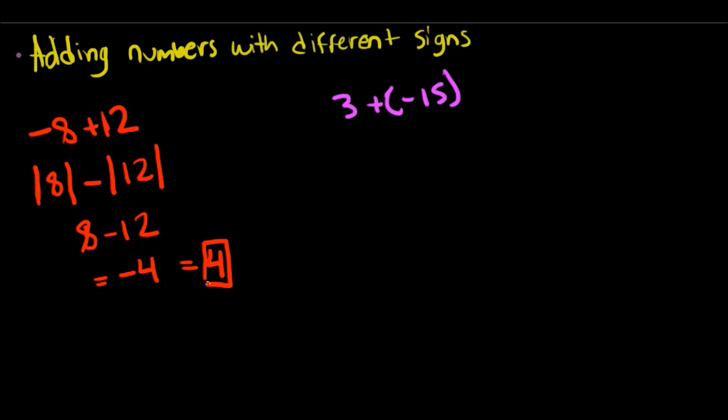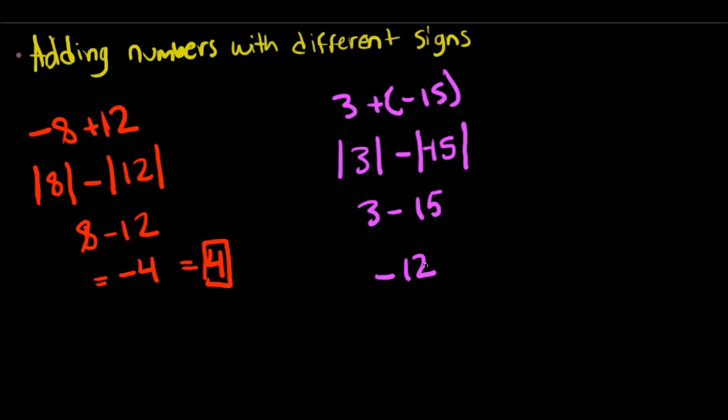Now let's look at another example. 3 plus -15. Let's start by subtracting the absolute values, so the absolute value of 3 minus the absolute value of -15. Okay, so you should get 3 minus 15, and when you solve that out, you get -12. And because 15 was the larger absolute value and it was a negative, -12 is the answer.